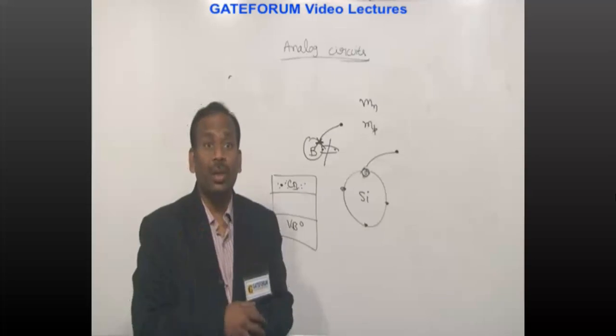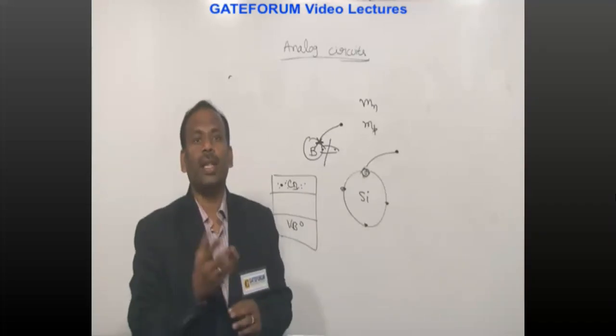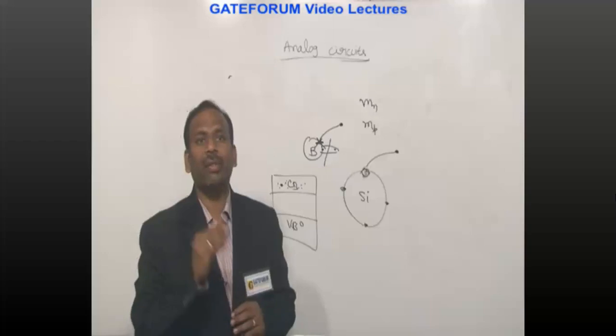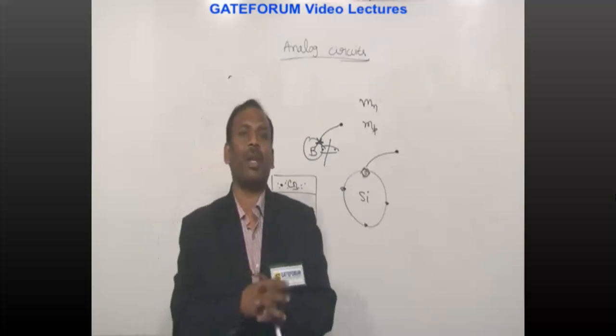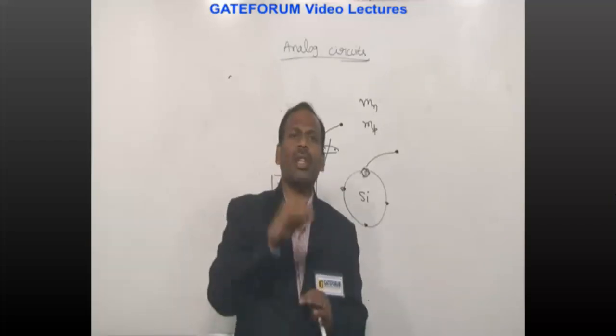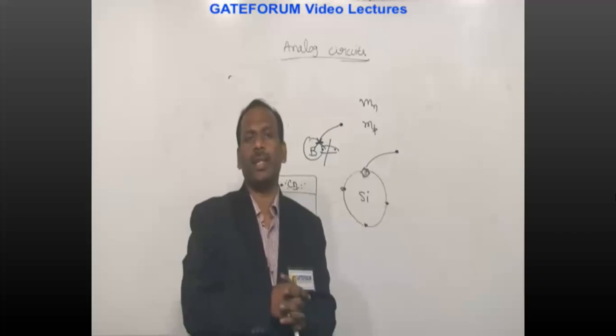Whereas for low cut-in voltage, silicon's cut-in voltage is 0.6 volts, which is large. If you want low cut-in voltage, germanium is preferred. So it depends on that. In depth, you can get it in EDC if you are an EC student.